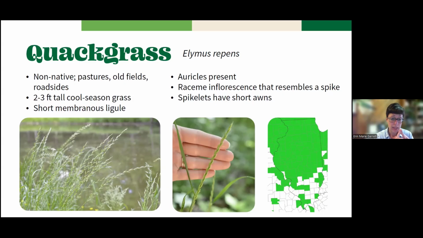Okay. It's called a raceme inflorescence. I would call this a spike. I don't really see the little pedicels or those little stalks that attach it to the stem. So if I was choosing this, I would say it's a spike-like raceme. Okay, you can kind of go either way. The spikelets do have short awns.